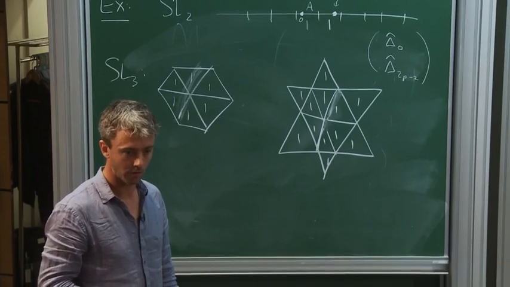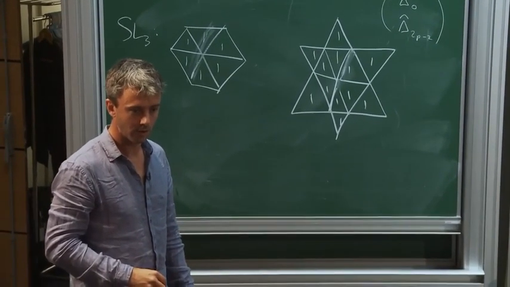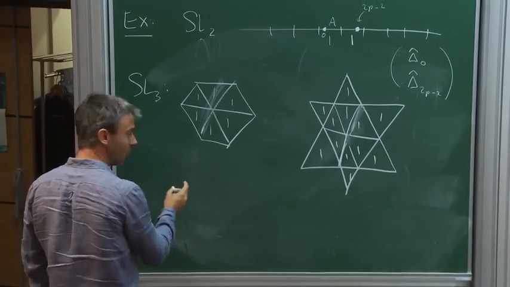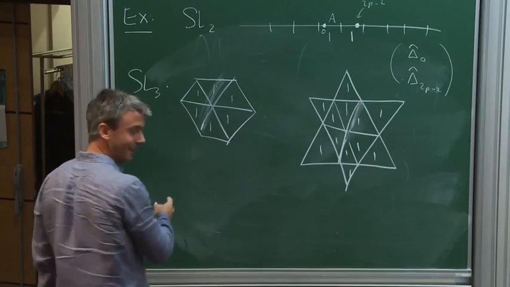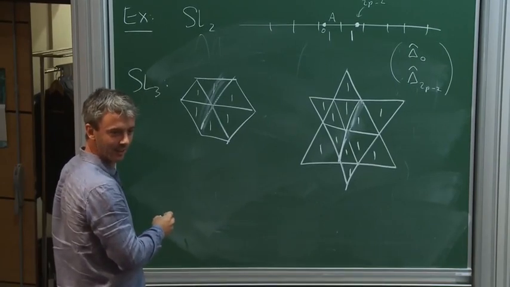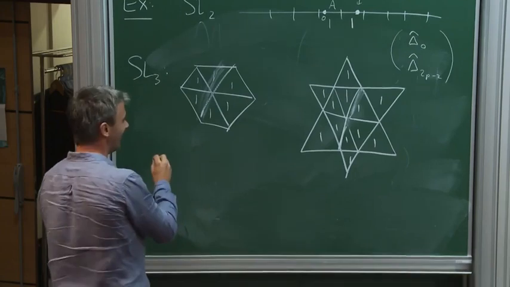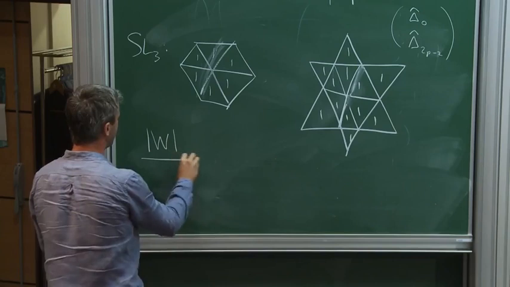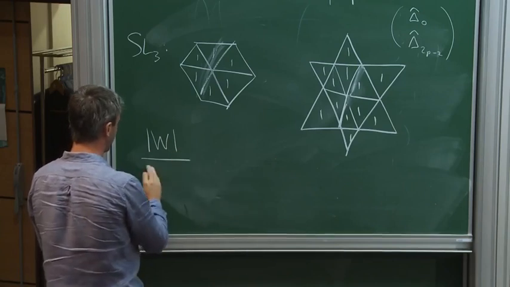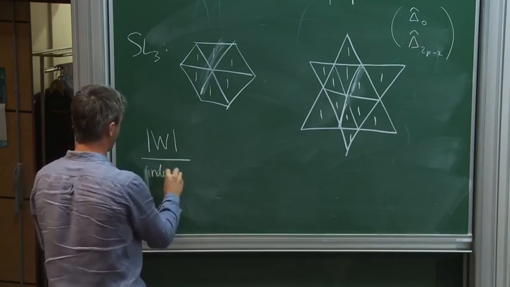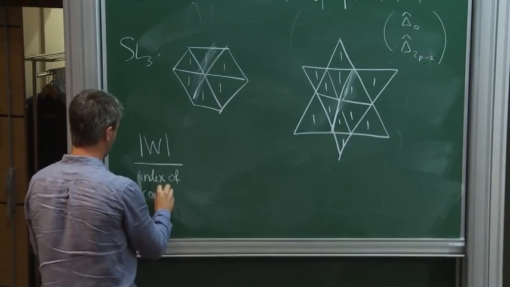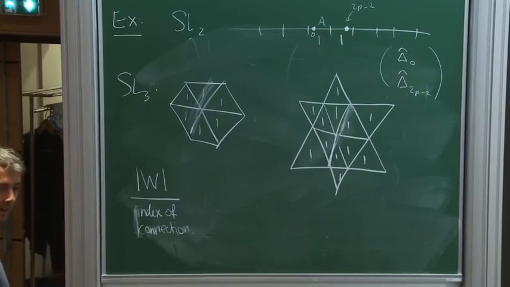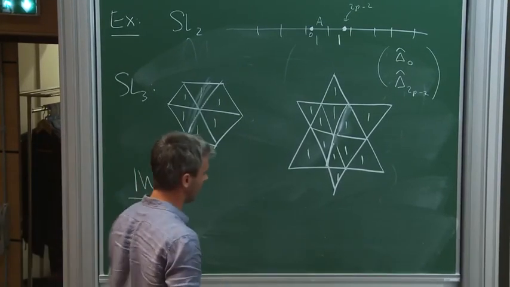So how many classes modulo translation do you have in the case of 3? 2. Yeah, it's always what we call, what do you call it? P mod R. The index of connection. No, sorry, that's wrong. So the number of cases you have to do is the weight group modulo the index of connection. So it's n minus 1 factorial for SLN.